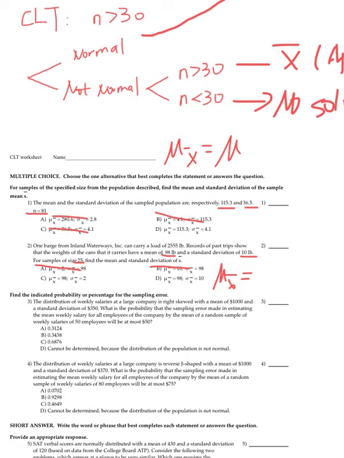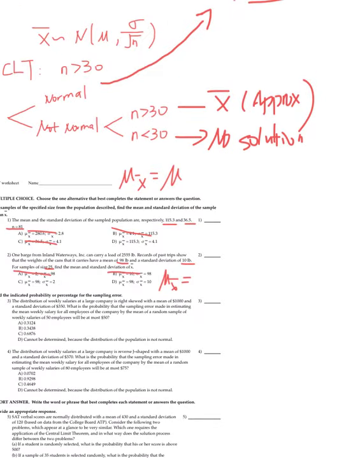For our standard deviation, it's equal to the population standard deviation over the square root of the sample size. So 10 over the square root of 25 is equal to this, so we will choose C. For number 1, we choose D. For number 2, we choose C.